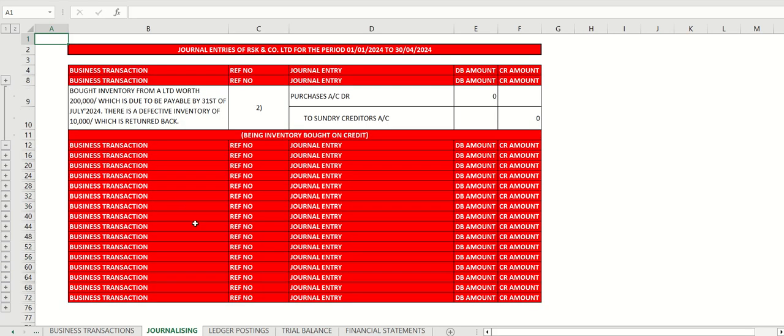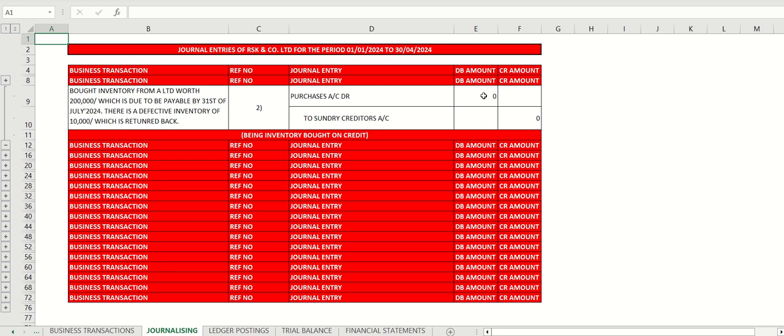What is my second business transaction? Bought inventory from A Limited worth 22 lakhs, which is due to be payable by 31st of July 2024. There is a defective inventory of 10,000 which is returned back. So this business transaction primarily involves two concepts. One is purchase of goods on credit basis and the other one is the purchase returns. So my first entry would be purchase of goods on credit basis.